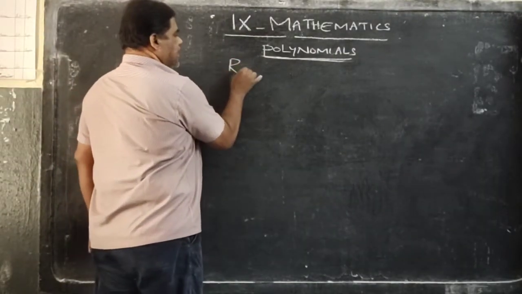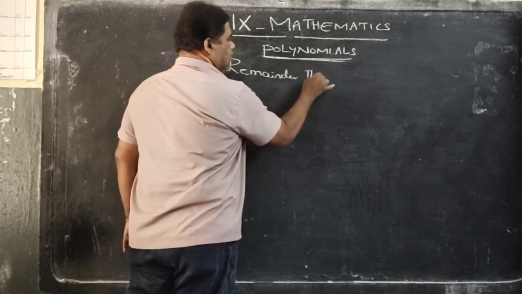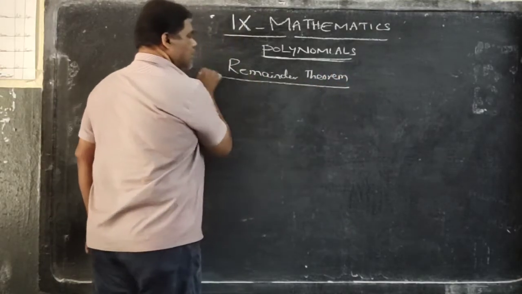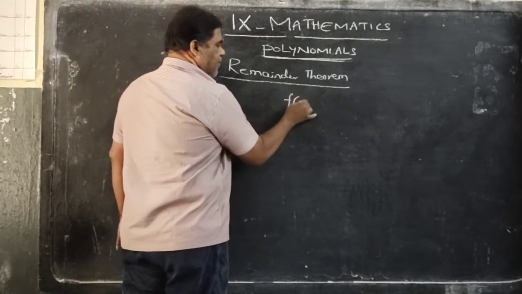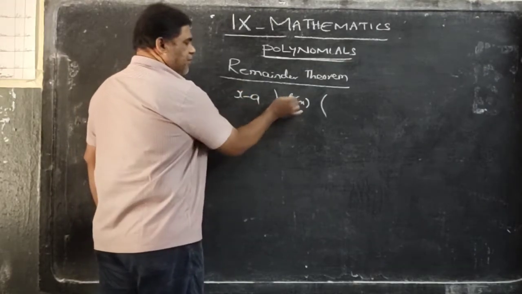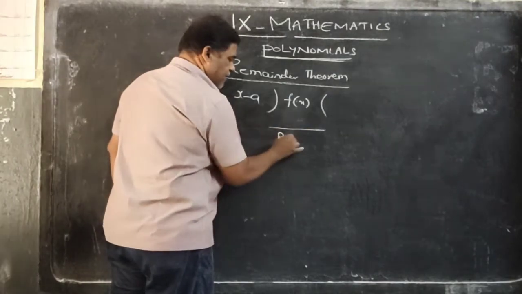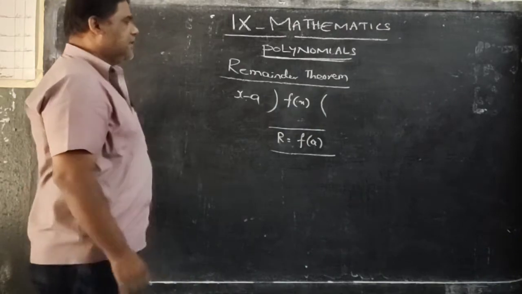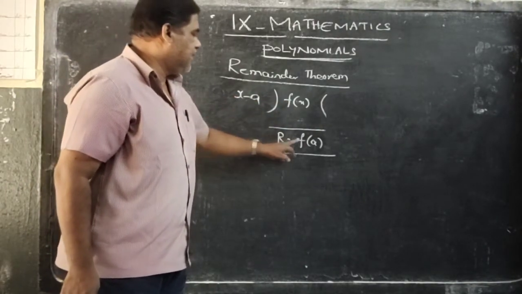We completed the remainder theorem. This remainder theorem states that when f of x is divided by x minus a, then the remainder is f of a. So this is the remainder theorem.